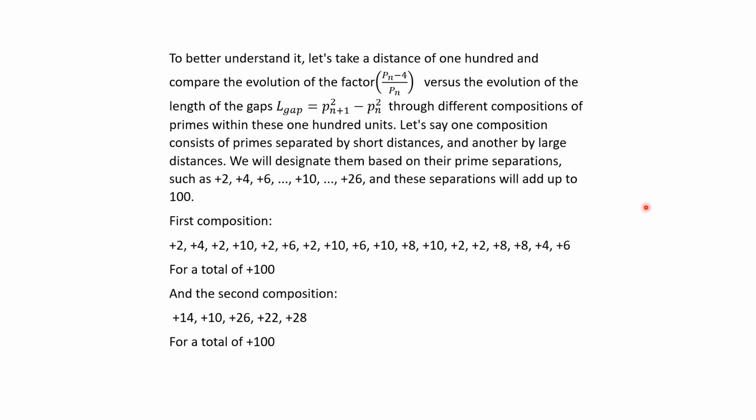First composition is this one. You see there is small separations, +2, +4, +2, +10, for a total of 100. And the second composition are gaps formed by separations of the primes of +14, +10, +26, +22, +28. Again, for a total of 100.